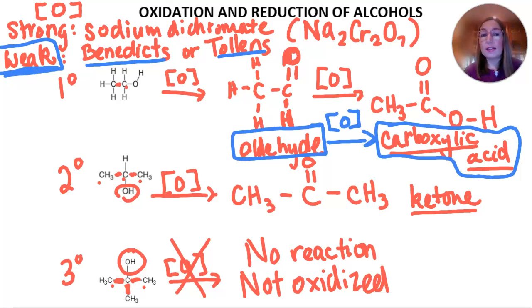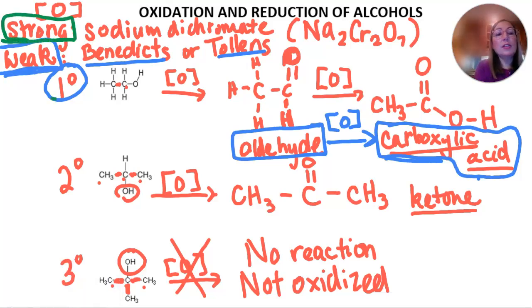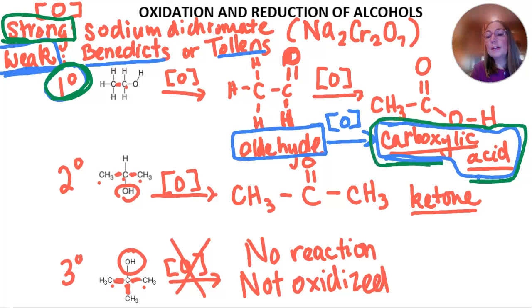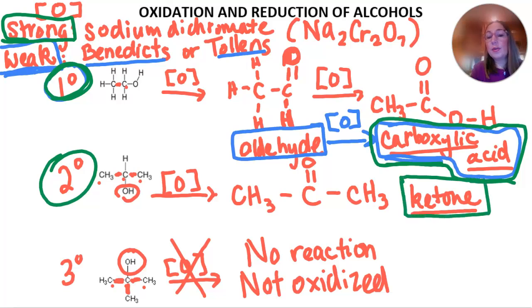Again, the strong oxidizing agent, like the sodium dichromate, takes the alcohol through the aldehyde all the way to the carboxylic acid. So it takes a primary alcohol to a carboxylic acid, a strong one. Let's actually do this. A strong oxidizing agent takes the primary alcohol and ends up all the way at the carboxylic acid. It takes the secondary alcohol and ends up at a ketone. It takes the tertiary alcohol and can't do anything, no reaction.